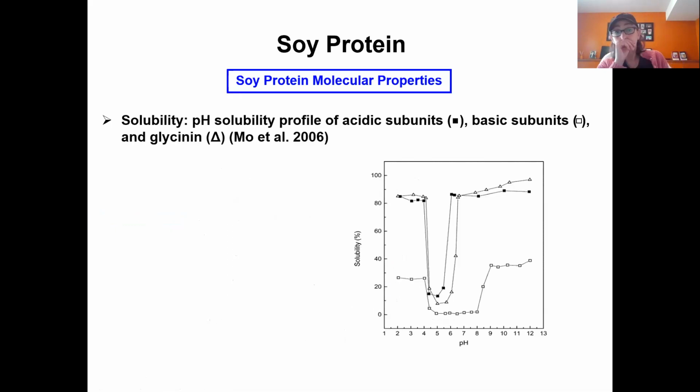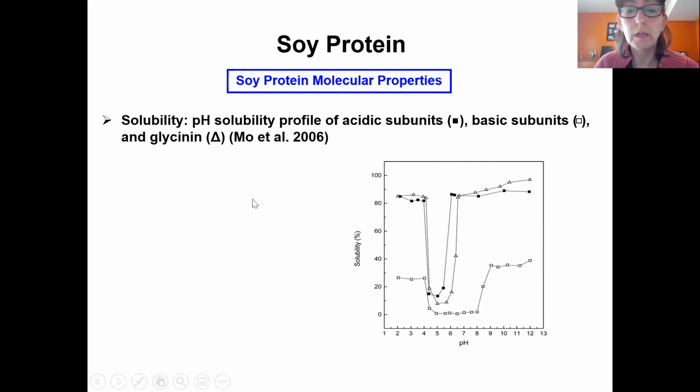Okay, so this is another article that looked specifically at the solubility of fractionated acidic and basic subunits. So it's not just the glycinin. Here we look at three different curves. One is for the basic subunits, this one at the bottom. And then the acidic is the dark black squares. And then the glycinin fraction, which is a combination of acidic and basic subunits.